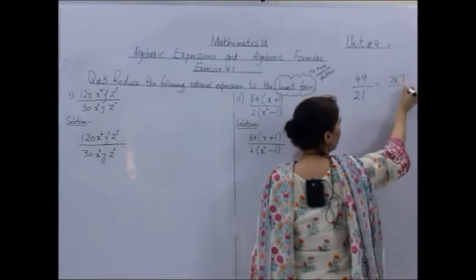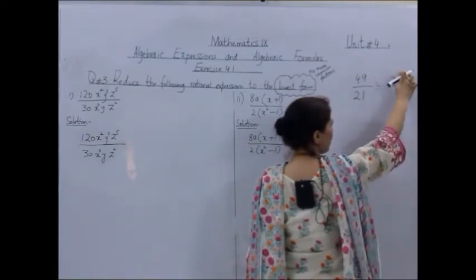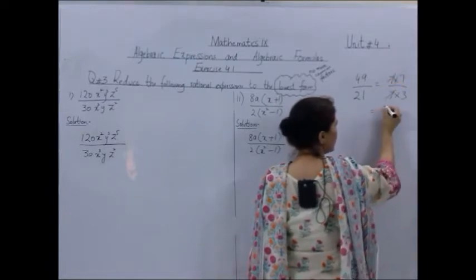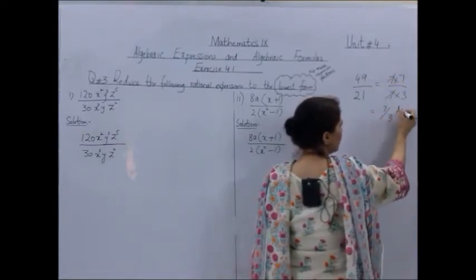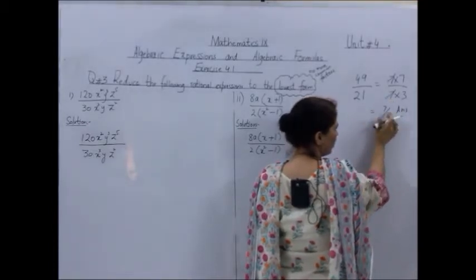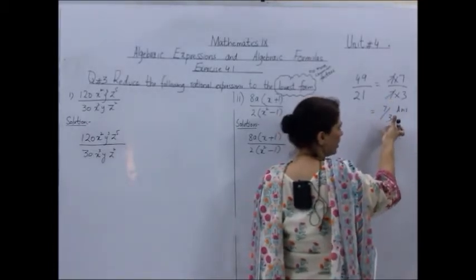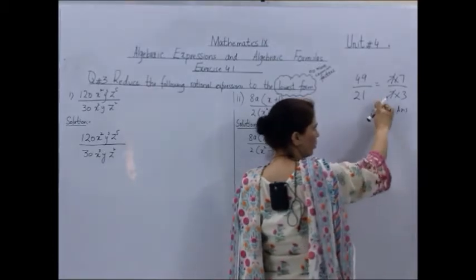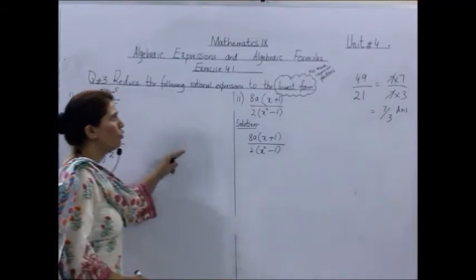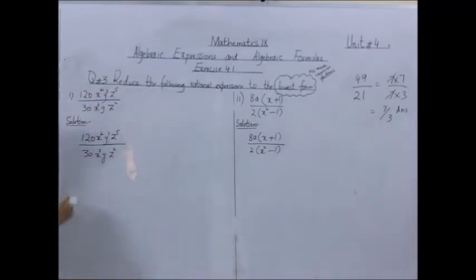Take 49 by 21. 7 sevens are 49, 7 threes are 21, 7 is cancelled out by 7, you get 7 by 3. We cannot reduce it anymore. We can make it a mixed fraction but we cannot reduce it anymore, so this will be your answer. The same we will do in rational expressions, in your question number 3 part 1, where you have to reduce it.